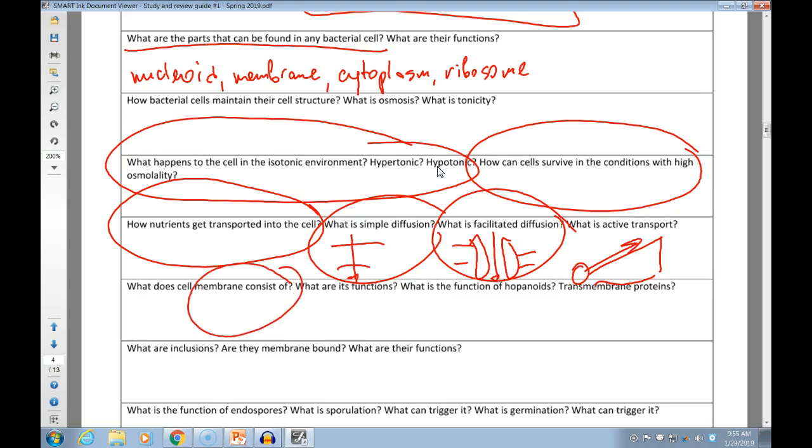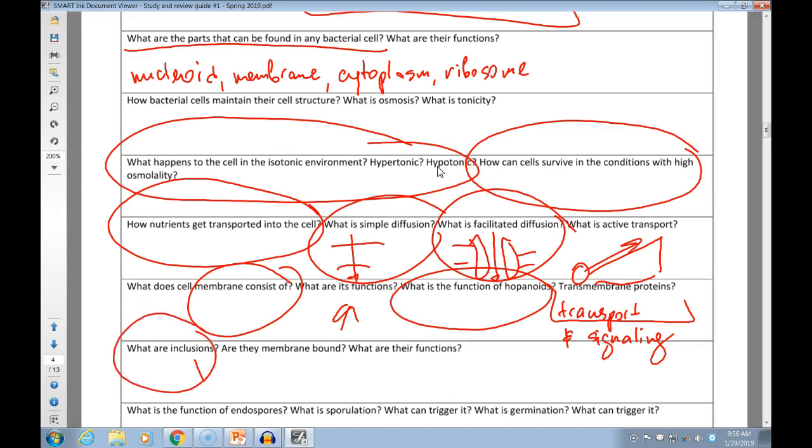Cell membrane consists of phospholipids. There are transmembrane proteins. Now, know the function of the membrane, like transport, basically. Function of hopanoids, strengthening the bacterial membrane. Transmembrane proteins, transport and signaling. Inclusions, remember there are no membrane-bound organelles in the bacterial cell. Inclusions are not membrane-bound, they store things.